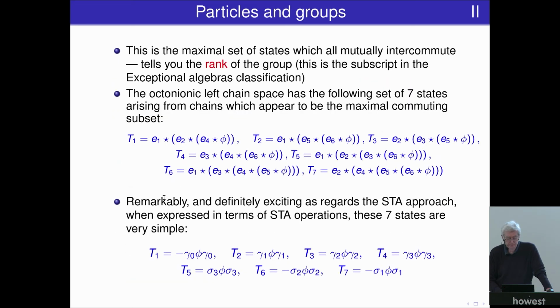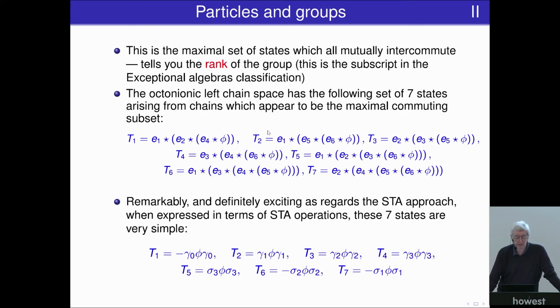Anyway, I just want to say that in terms of SU8, it's got a rank. Sorry, this is probably attempting to get in too much at this point, but the rank of a group, like in G2, the subscript is the rank. In terms of E8, the 8 is the rank. What does it mean? It means the number of mutually commuting vectors. So it's a maximal set of mutually commuting objects.